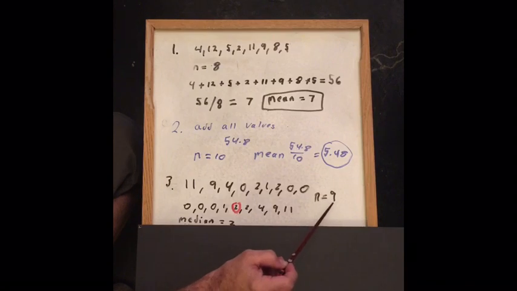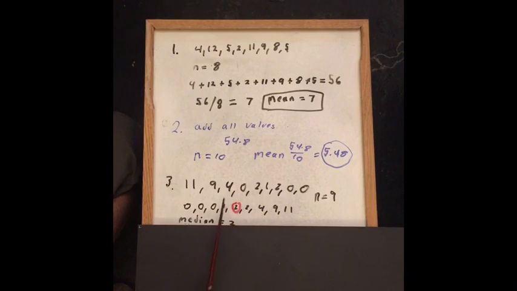I counted n as 9. I rearranged them in order from least to greatest. And then since there's 9, the one in the middle, which would be the 5th one right here, so we have 4 values on either side, that is the median.